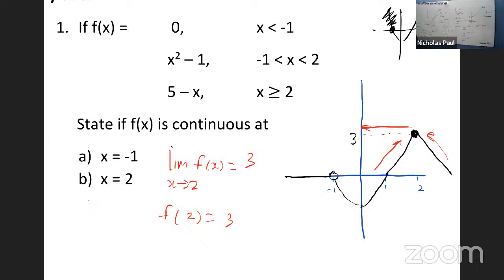Okay, Sarah, continuous or not? Continuous? Yes. Continuous, very good. Because the limit as x approaches 2 is equal to f of 2, therefore it is continuous. Nice job. Let's go again. Good job, Ranju.